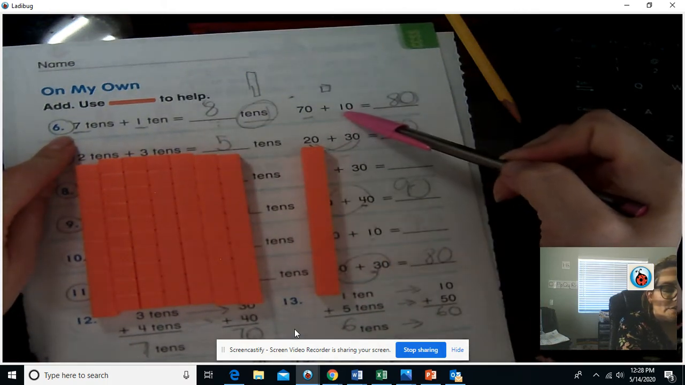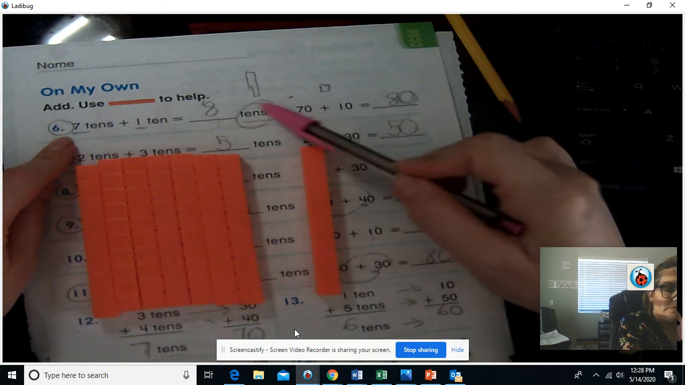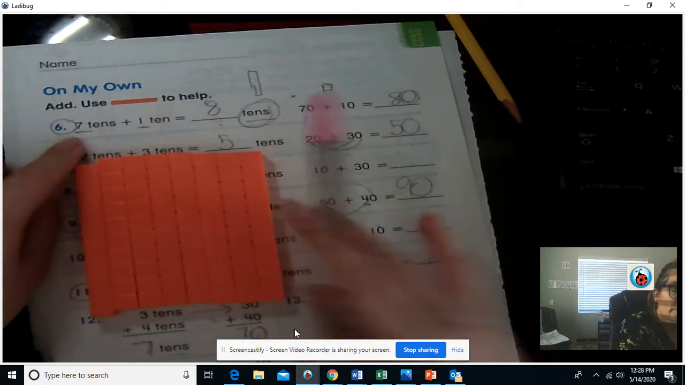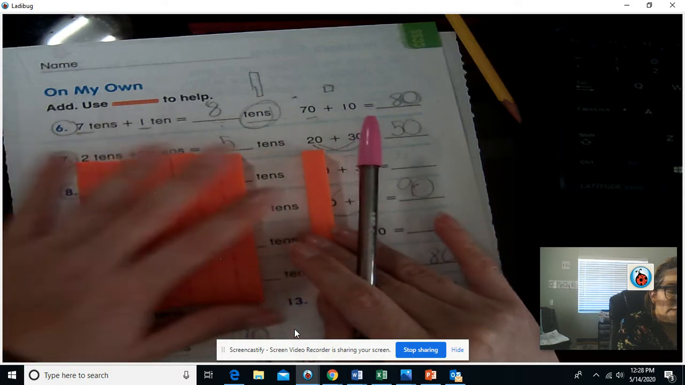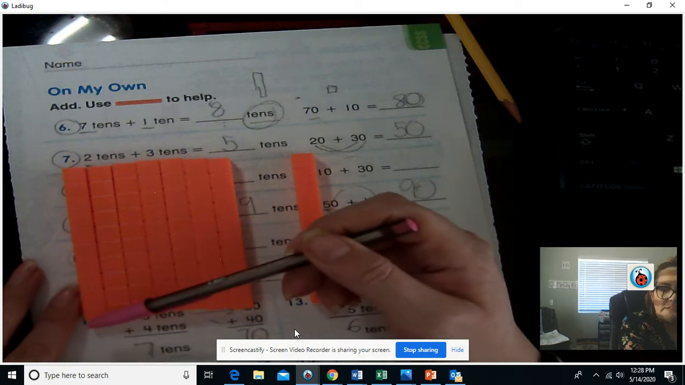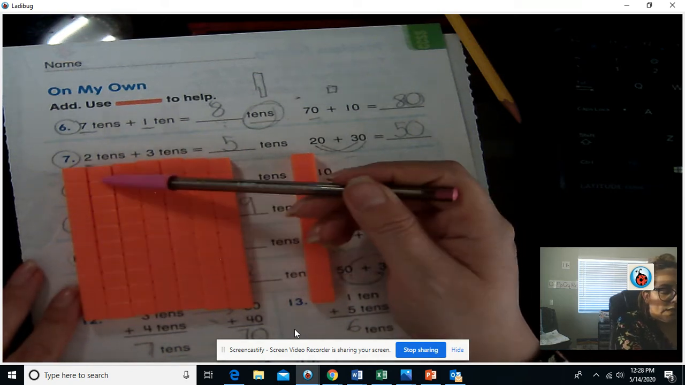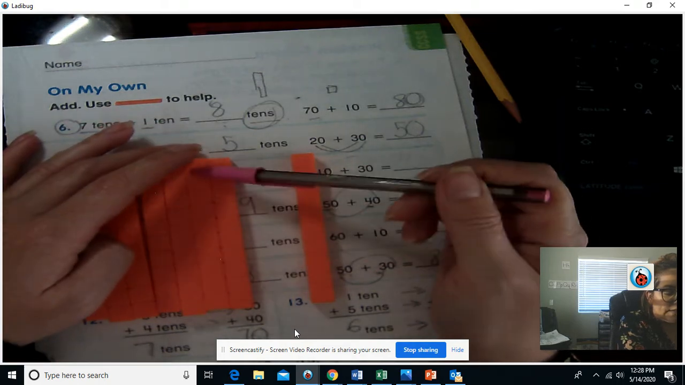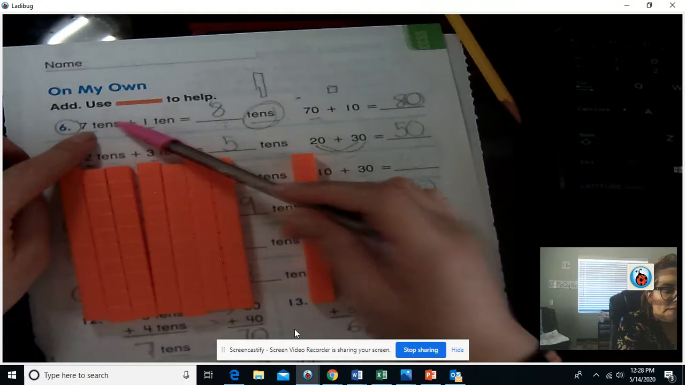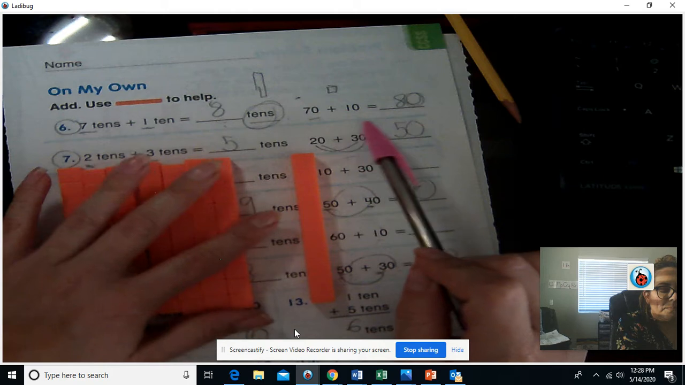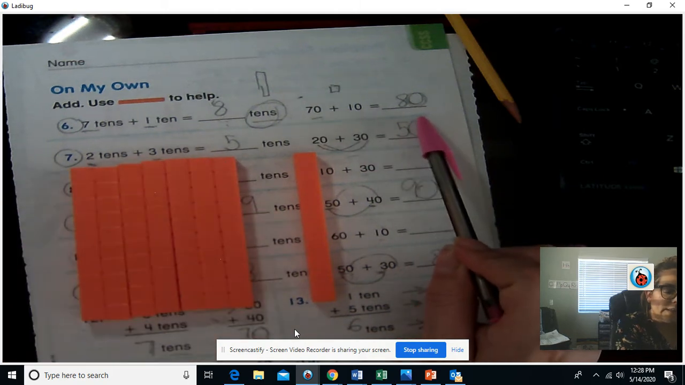And then if we look over here, these match up, but this one's looking for tens, and over here we're looking for ones. So we want to find out how many little squares there are in all. If I count them by tens, I know that this is 70, so it's 10, 20, 30, 40, 50, 60, 70. 7 groups of 10 makes 70. Plus 1 group of 10 makes 80.